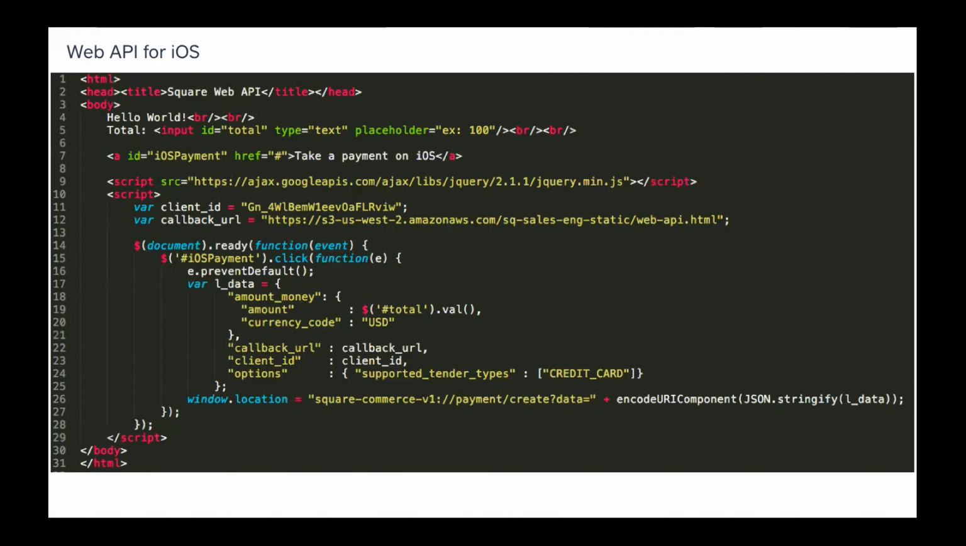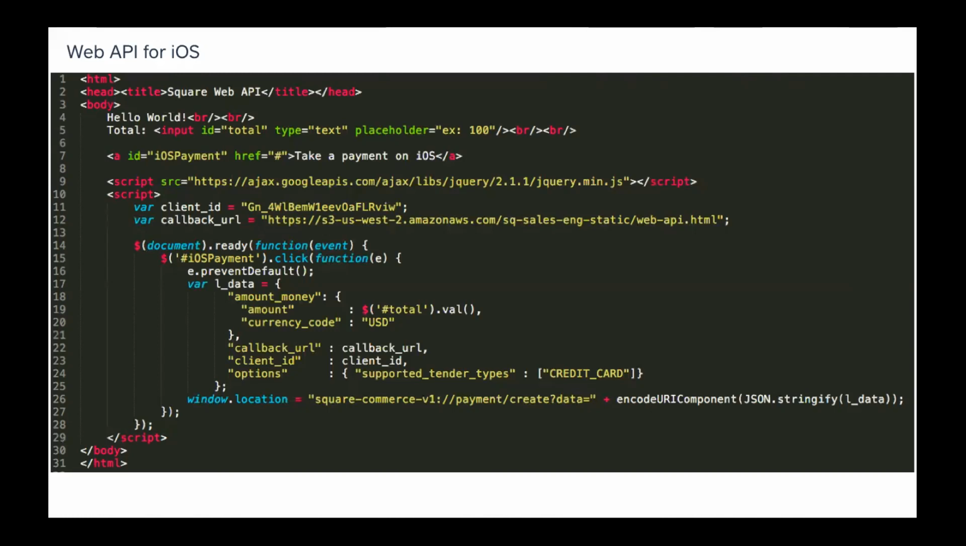My click event is simply, if you click my button that says take a payment, I'm going to build a JSON object that is the value that I put in that field. I'm going to set the currency to US dollars. And then I'm going to say, I want to take a credit card payment, and I'm going to send it to the application. Any questions on this code?